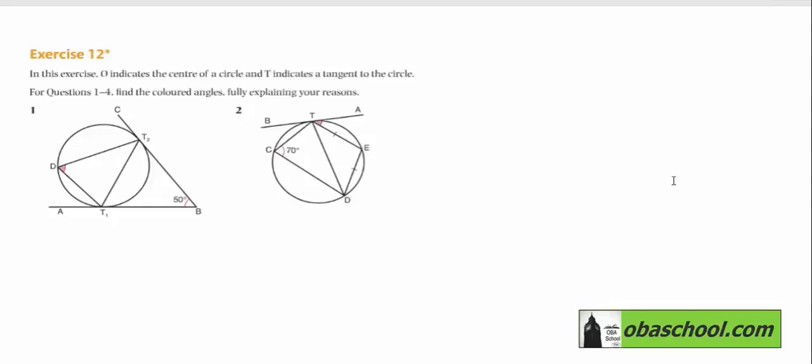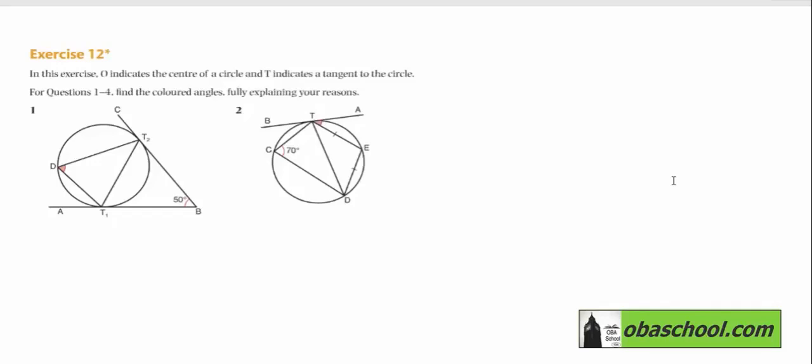In this tutorial, we're going to be solving question number 1 from exercise 12. It says in this exercise, O indicates the center of a circle and T indicates the tangent to the circle. Let's find the colored angles, fully explaining our reasons. And so in such case, for number 1, let's find D.